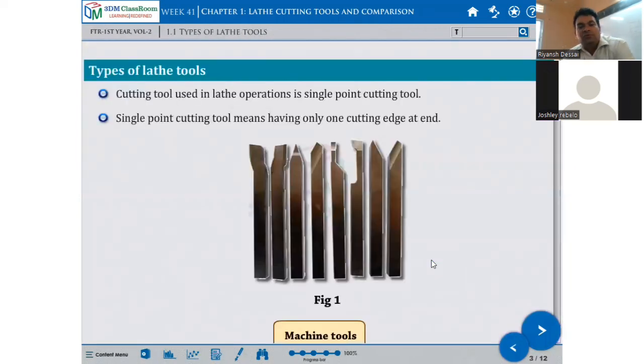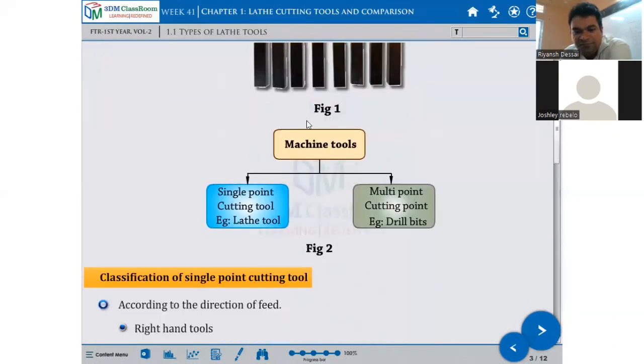So, types of lathe tool. You can see the different shapes: V shape, single point, and parting tool. This is a boring tool, right hand and left hand. These are different types of cutting tools used in lathe operation. A single point cutting tool means having only one cutting edge at the end. These are single point cutting tools, and multi-point cutting tools are like drill points.